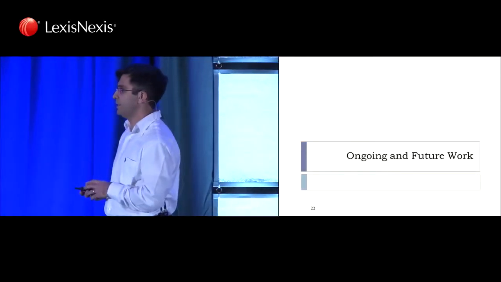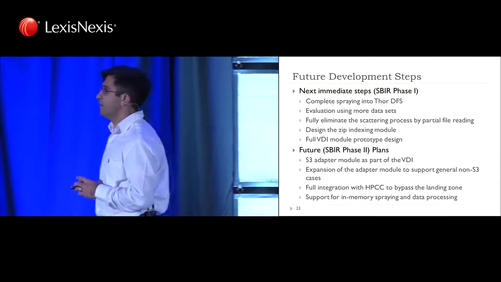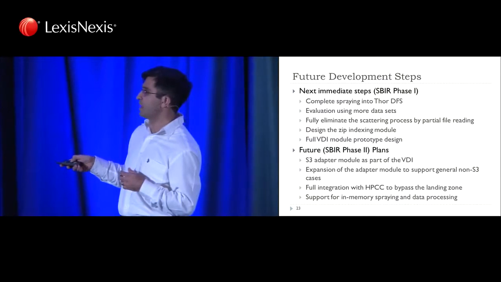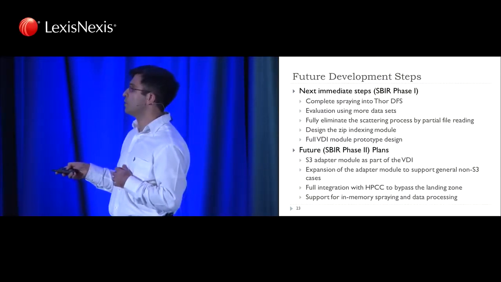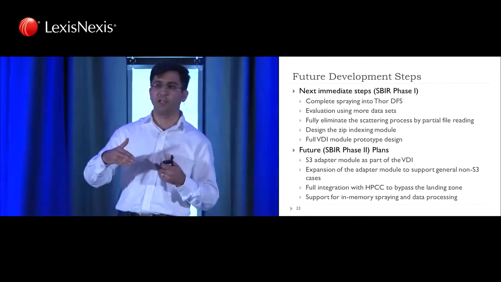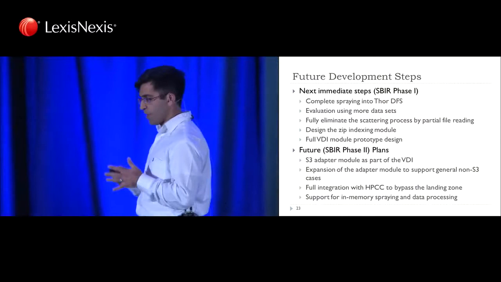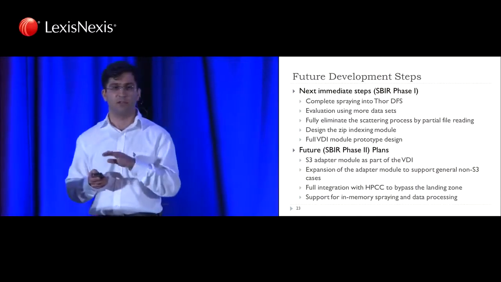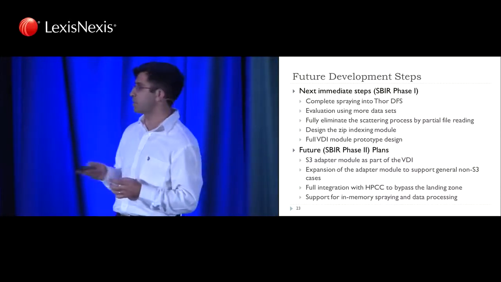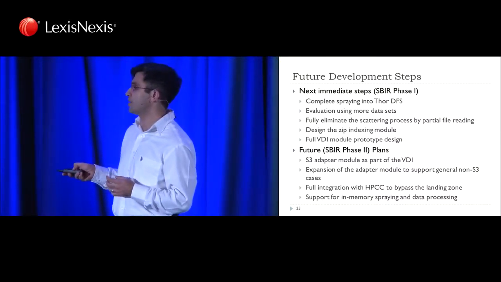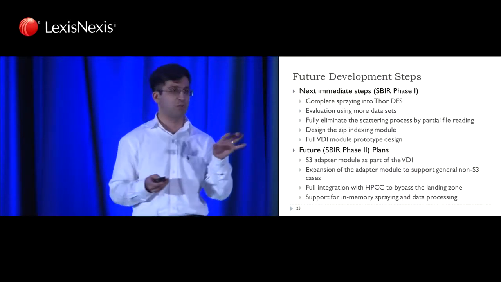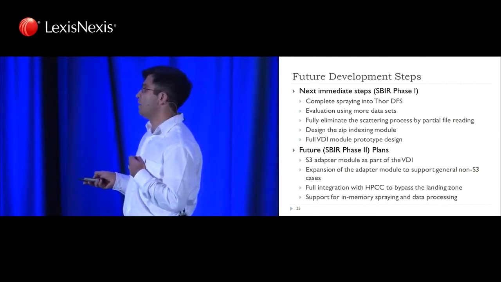Okay, so my last slide is the next steps that we have. There are a few immediate steps that we're doing at this phase of the work, which is to complete the operation. Currently we are spraying to the Thor. We just want to make sure in the code that all these records are getting on the disk correctly. So that's one correction step that we're going to take. And then we're going to have more data sets to make sure that it applies to different data sets and works well and is smooth.